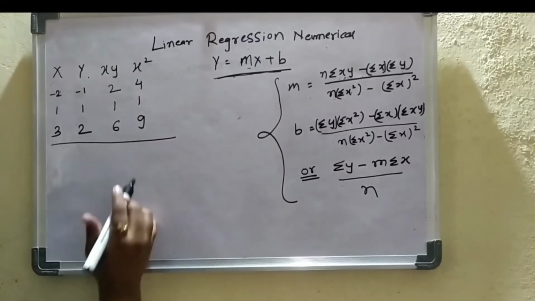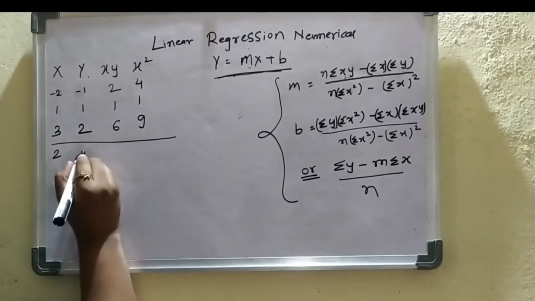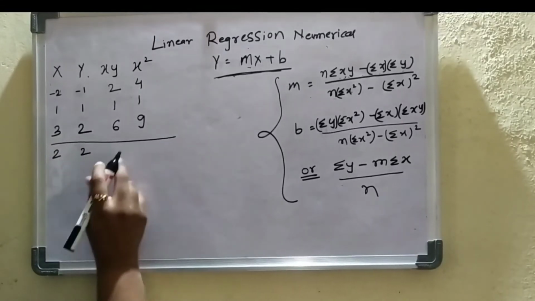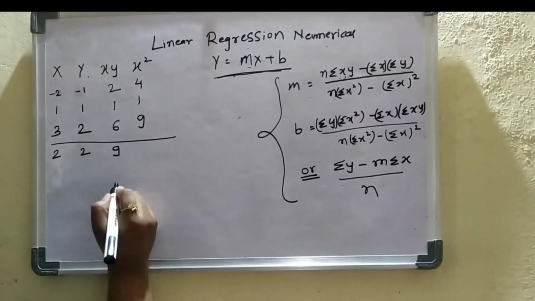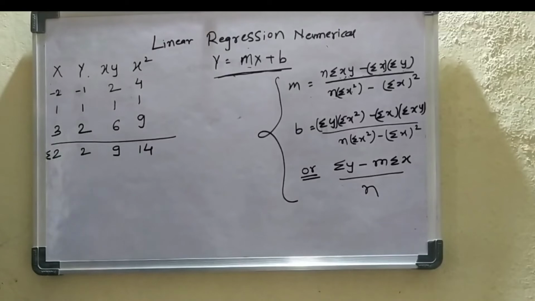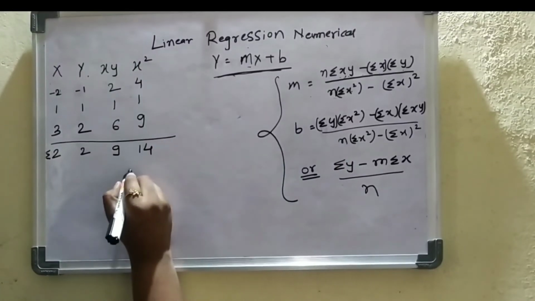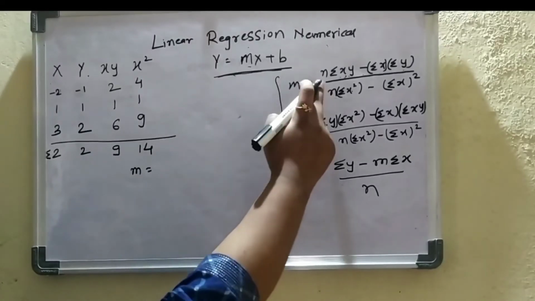Now we will take the summation of all of these terms. The summation of x will be 6, summation of y will be 6, summation of xy will be 9, and the summation of x square will be 14. So these are the summations. Now we have the values and we have the formula, so we will put the values into the formula. The formula for m is n into summation xy, where n is the total number of values.